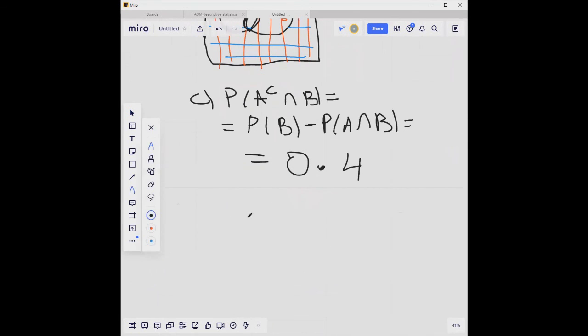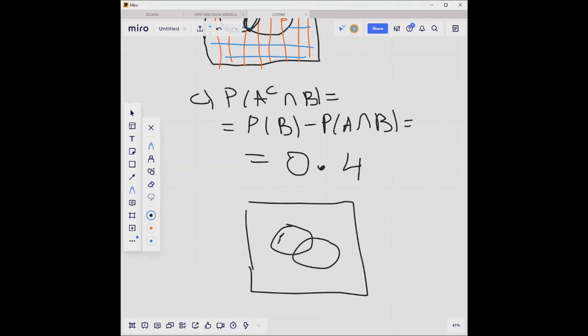Or you can visualize this as follows. Here's A, here's B. B intersection with A complement. A complement is in red vertical lines. Then B is in blue. So intersection of these two will be everything that is inside of B, except for its intersection with A.